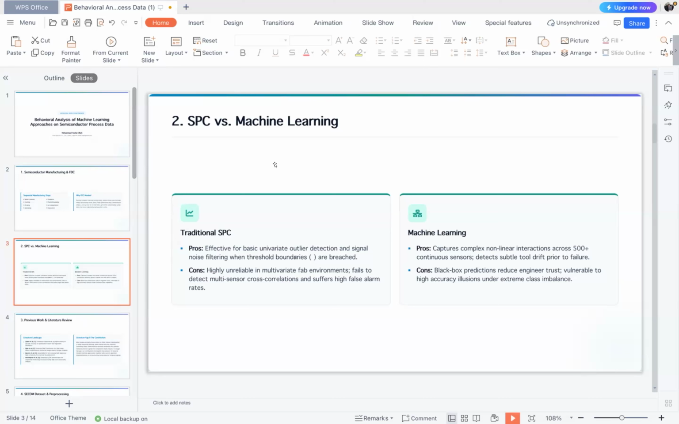But the problem with SPC is that it cannot solve the multivariate problem. That's why machine learning is coming. Once we train on previous data and previous behavior through several machine learning models, it can detect anomalies by itself, even if it is multivariate.